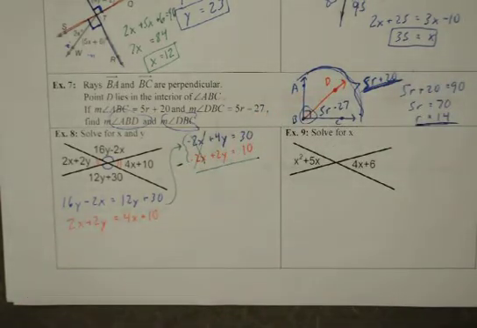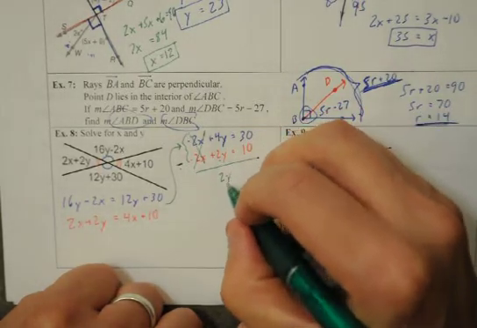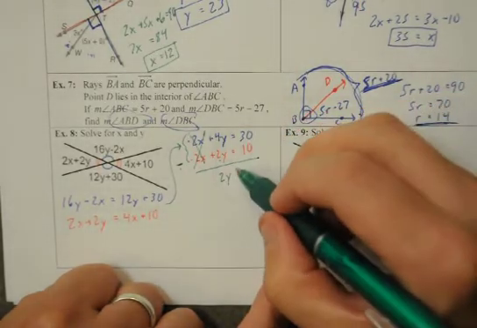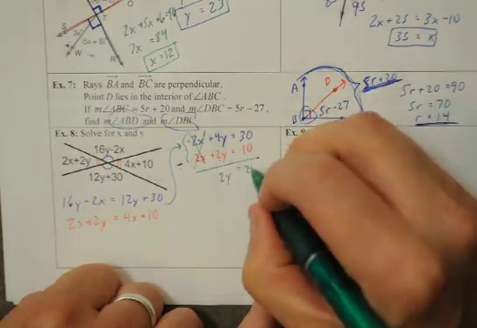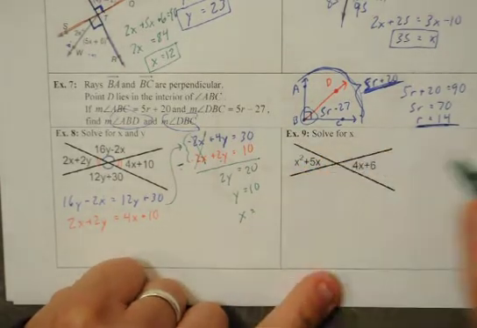Let's eliminate. What is 4 minus 2? 2. What is 30 minus 10? So we just solved for y. We were able to eliminate the x, and then that allowed us to solve for y. And now you got to go and figure out what x is.